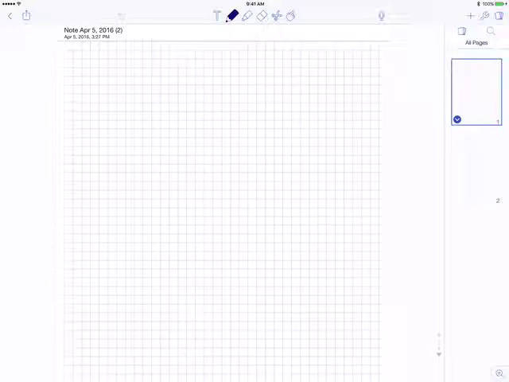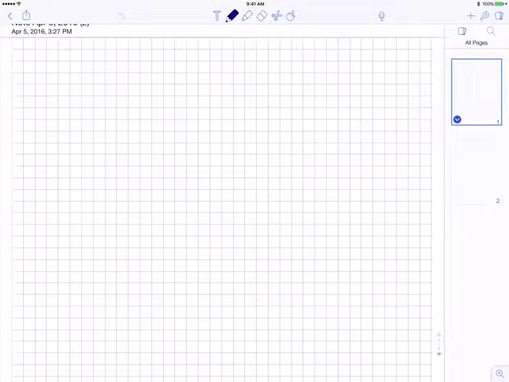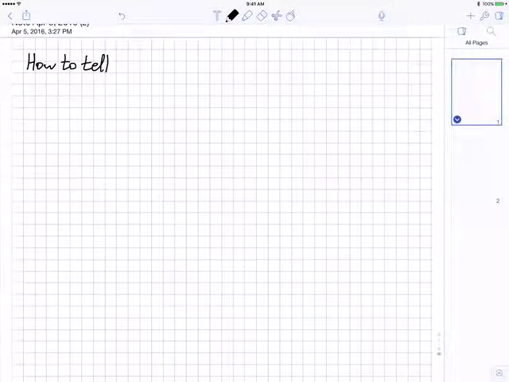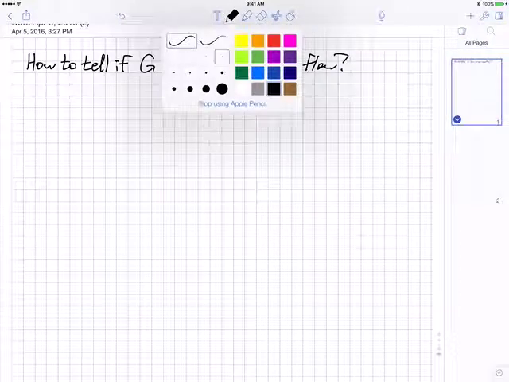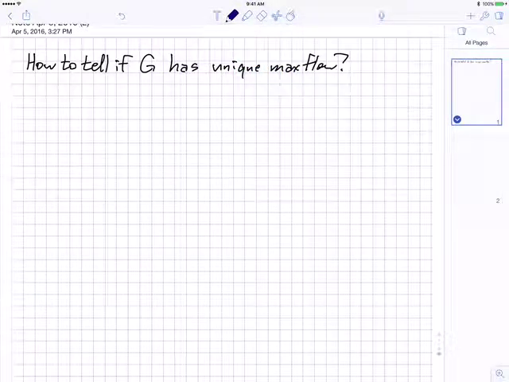Yes. How do you find unique max flows and cuts? Okay. So the question is how to tell if a graph has a unique maximum flow. And I'll answer the cut in a second.